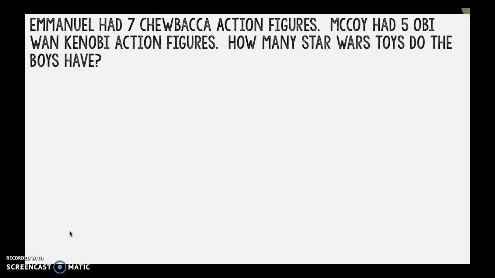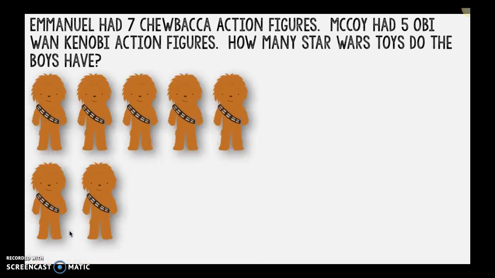All right, are you ready to show your thinking? I'm going to read it slowly, and I want you to go ahead and make sure you show me by drawing a good picture of each part. Here we go. Emmanuel had 7 Chewbacca action figures. Go ahead and draw 7 Chewbaccas. Of course, you're going to be doing quick circles. All right, do you have your 7? All right, check to see. Do yours look like mine? Quick circles, of course. Good job.